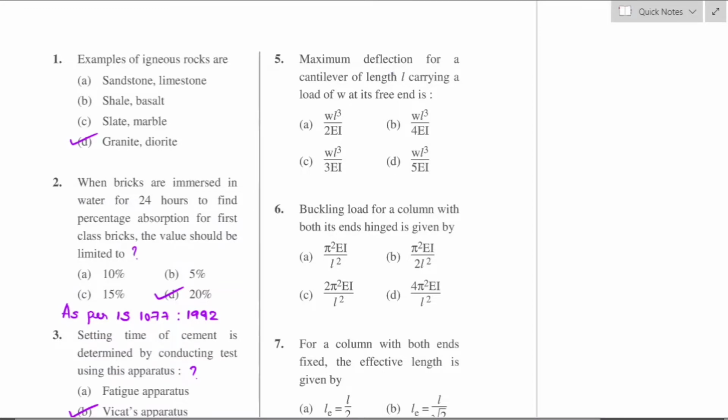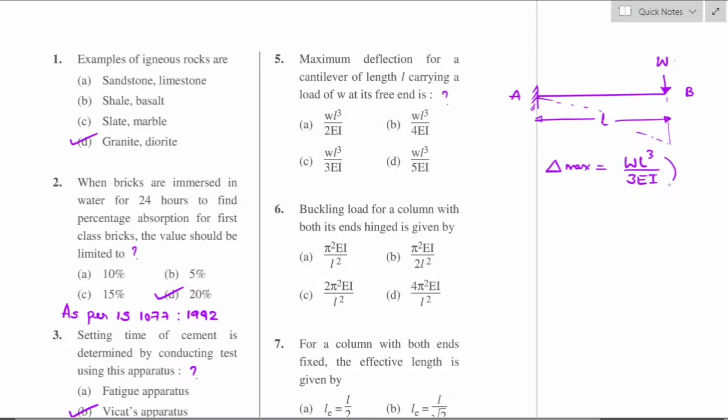Question number 5. Maximum deflection for a cantilever of a length L carrying a load of W at its free end is. So let's consider a cantilever beam of length L subjected to intensity of concentrated load at its free end. So its maximum deflection at free end will be WL cube divided by 3EI. So the right answer is option C.